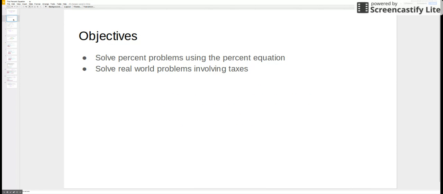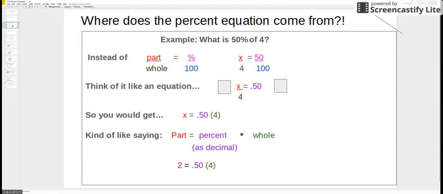Your objectives for this lesson are to solve percent problems using the percent equation and to solve real-world problems involving taxes. So let's start with where does the percent equation come from? So let's look at this example.